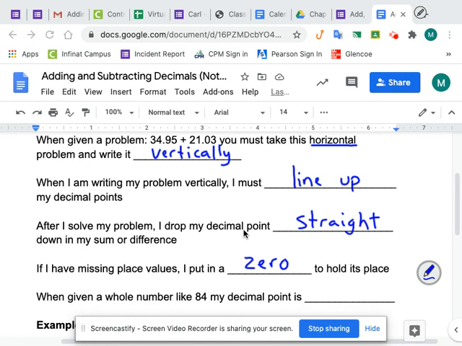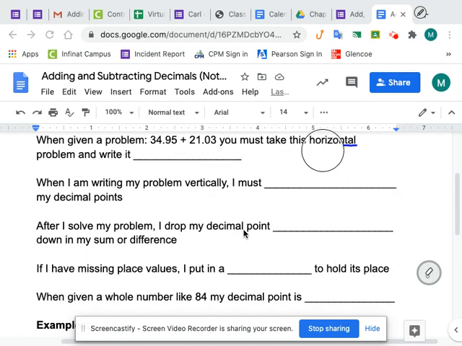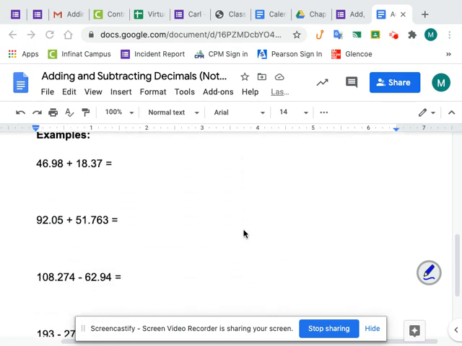When given a whole number like 84, my decimal point is after the 4. So it's really kind of like 84.0, or 84.00, or 84.000. You can keep going. You can put as many zeros as you need to. Then moving on now to some of our examples.